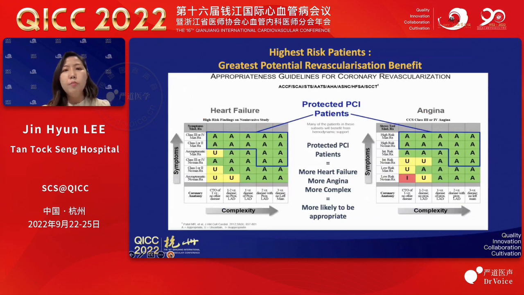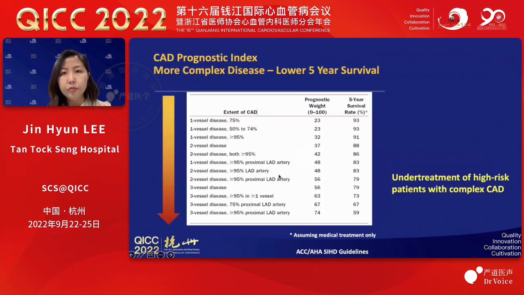So as you can see from the appropriateness guidelines for coronary revascularization, with increasing heart failure symptoms, increasing angina, and increasing anatomy complexity, it becomes more appropriate to revascularize these patients. And even in the stable IHD guidelines, the more complex disease you have, the lower the 5-year survival, assuming the patients are only treated medically. So there is a subset of the population that is undertreated in high-risk cases.